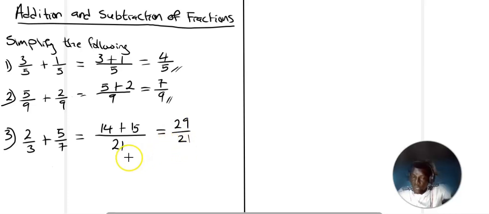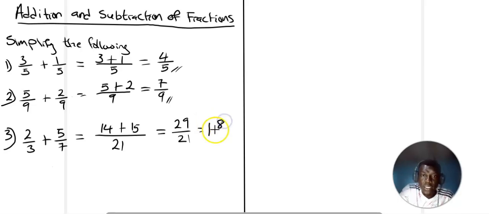Okay. Now, let's convert this to a mixed number. If you have not seen my video on how to convert improper fractions to mixed numbers, then I will advise you go and watch it so you understand it better. So converting it to a mixed number, you have 29 divided by 21 will give you 1, remainder 8. So write the 8 as the numerator over 21. So this is our final answer.